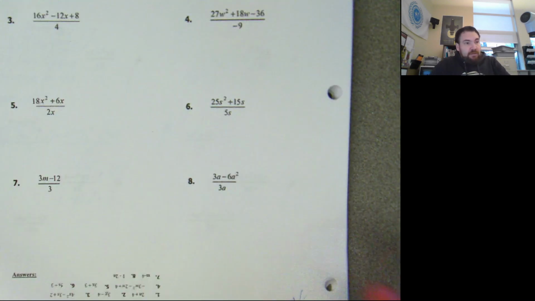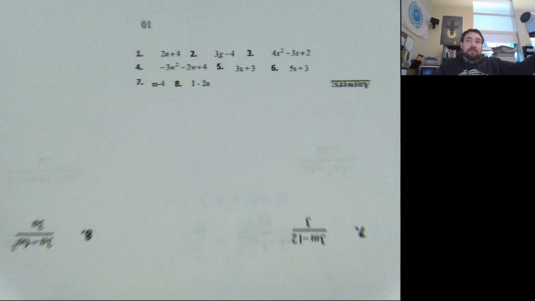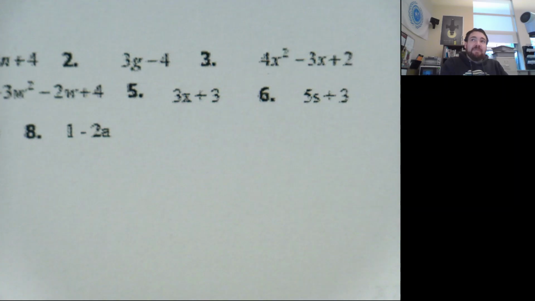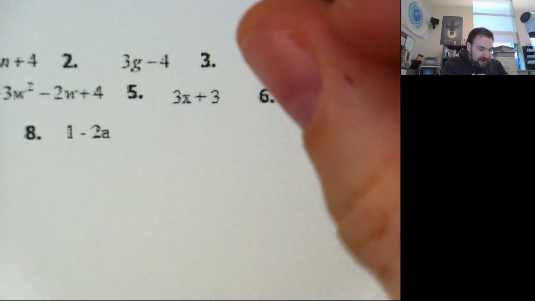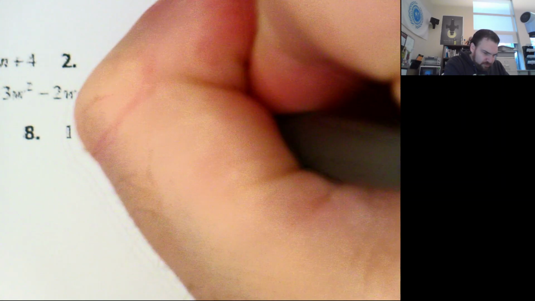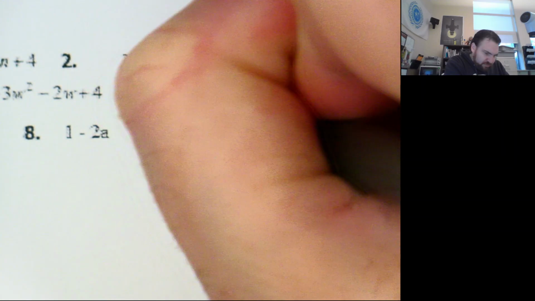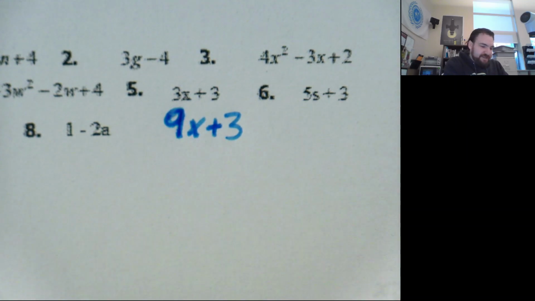Any marks to give? Yes, sir. Sean's found a mistake in the answer key. Number 5 shouldn't be 3x plus 3. Number 5 should be 9x plus 3. There, so I'll fix that. There you go.